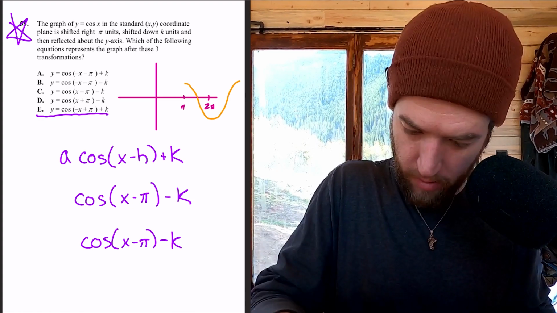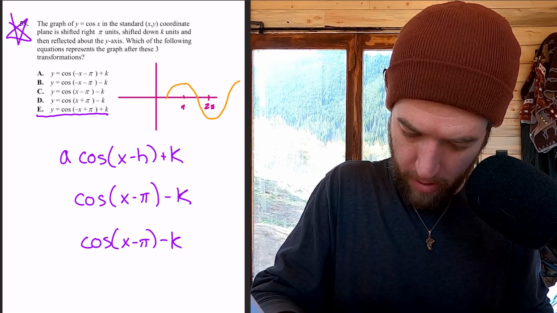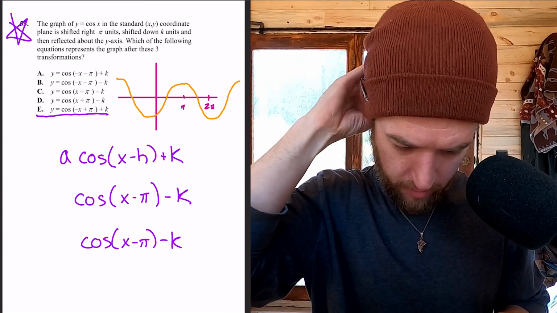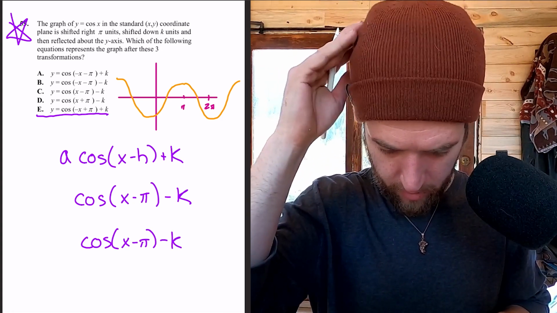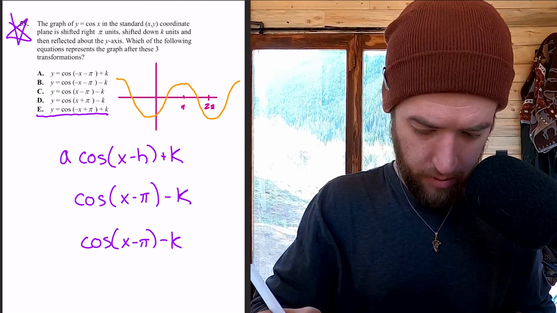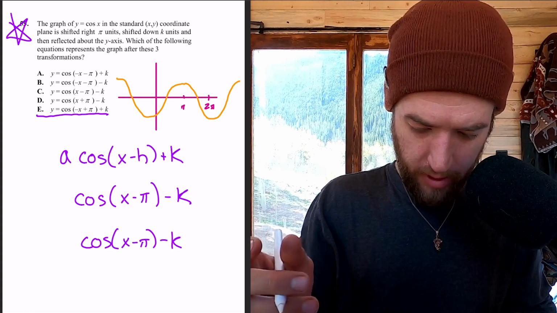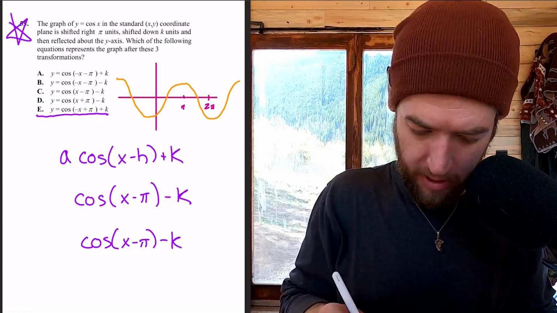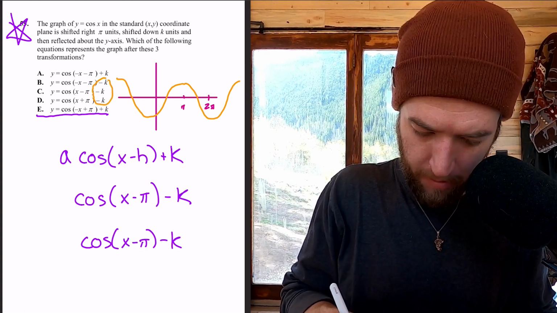So if it's like that, then now it's negative cosine. And then we flip it. So it's back to negative. So this right here is just essentially negative cosine. But they don't want the negative, so they actually just want it shifted. And it doesn't matter if it's shifted right or left, but it does need to be shifted down for sure. So these are not right.